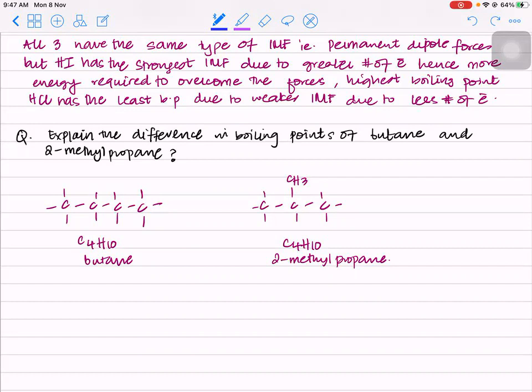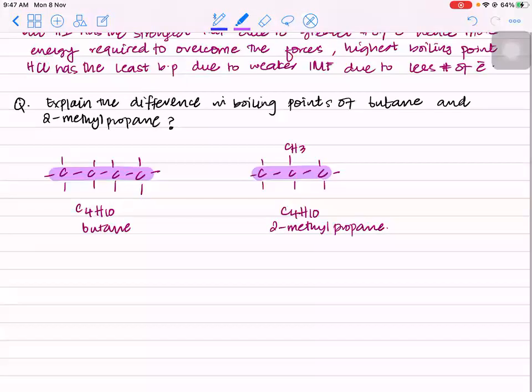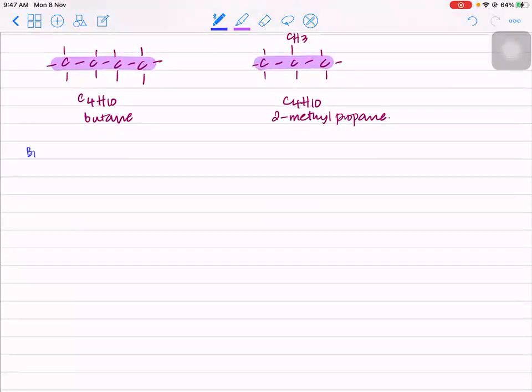They are both C4H10. So will their number of electrons be the same? Yes. Because this also has 4 carbon, 10 hydrogen, 4 carbon, 10 hydrogen. So number of electrons are the same. So now the strength will depend on what? Surface area. Do you see this has a greater surface area compared to this? Yes. So the greater the surface area, the stronger the intermolecular force and higher the boiling point. So you will say butane has a greater boiling point or a higher boiling point.